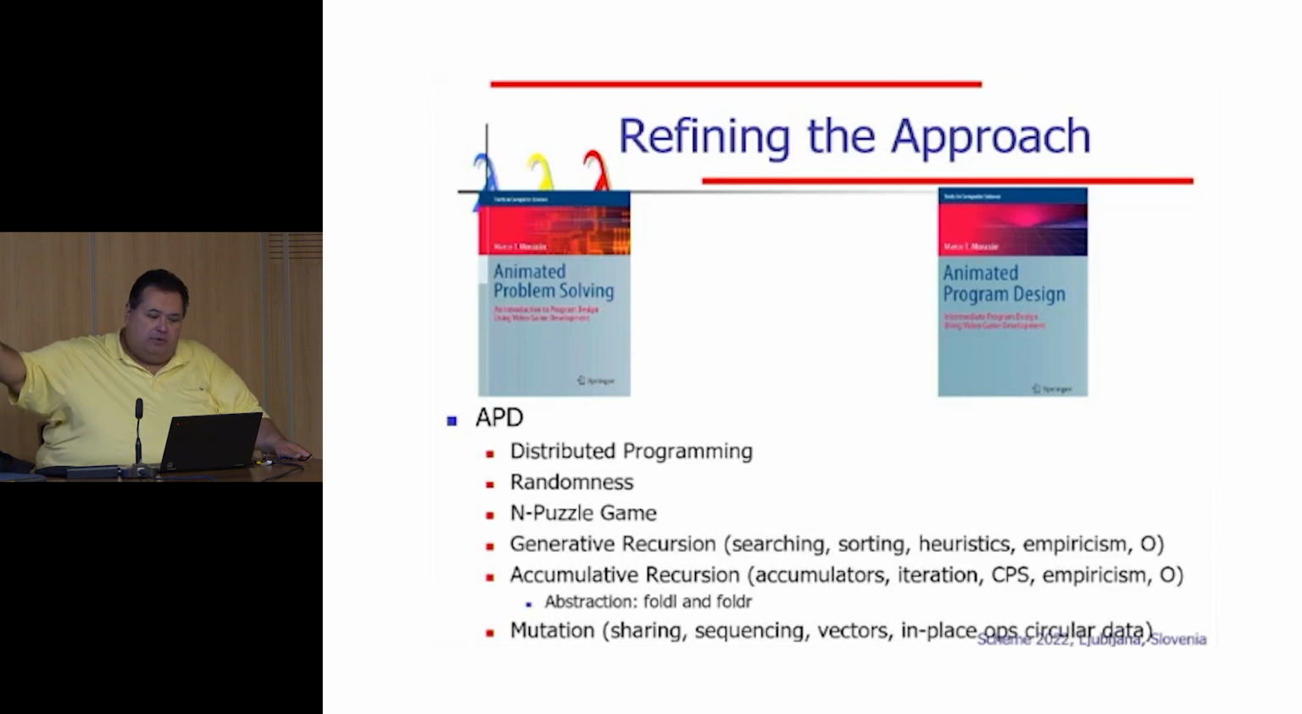And then, of course, to learn how to solve this puzzle, we need to learn about generative recursion. We need to learn about accumulative recursion. And then the book ends with mutation, again trying to satisfy my colleagues who don't like functional programming.